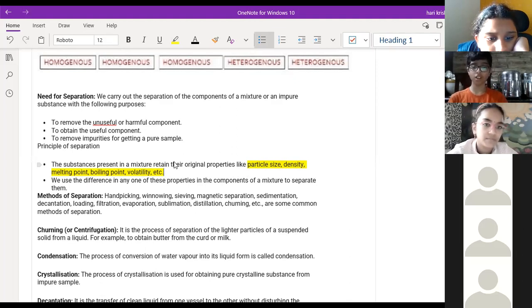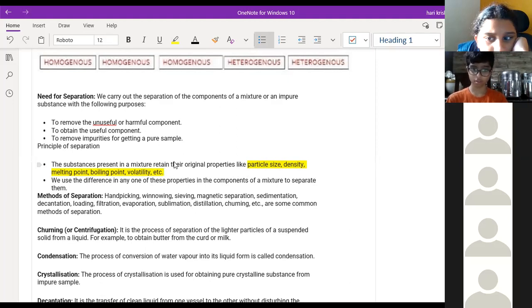Sir, what is volatility? Volatility means a substance which evaporates easily. Suppose you take petrol. Petrol has a highly volatile nature, meaning if you keep it in the open atmosphere, it will evaporate easily, right? So whichever substances evaporate easily are called volatile substances. Non-volatile means those which will not evaporate easily.